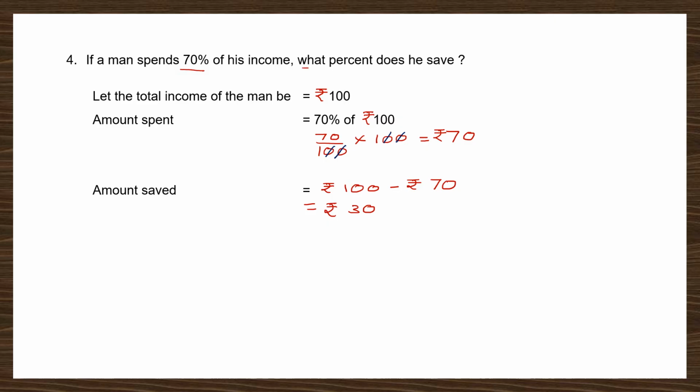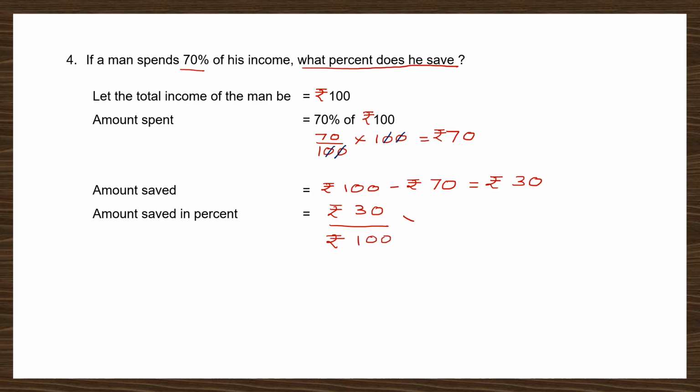The question asked of us is what percent does he save? So now we only have the amount that he has saved. We have to convert this to a percent. So amount saved in percent will be rupees 30 by the original income, which is 100, into 100. So let's work this out. 30 by 100 into 100.